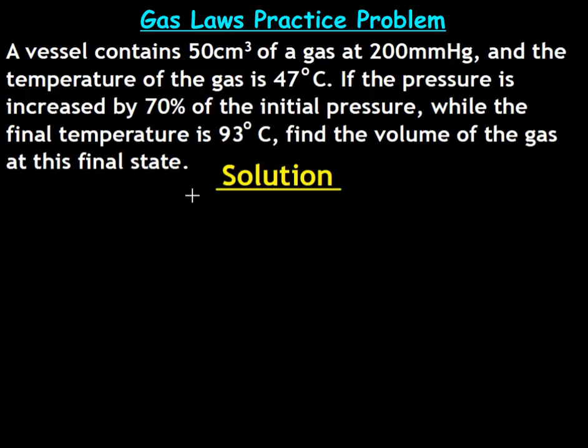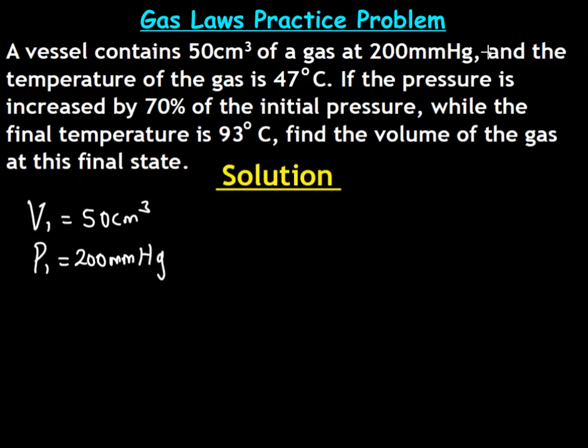To solve this, let's first write out what we were given. We are given that the vessel contains 50 cm cube of gas. This is the volume of the gas at this pressure, so this is the initial volume. Initial volume V1 is equal to 50 cm cube at 200 millimeter mercury. This is the initial pressure of the gas, so initial pressure P1 is equal to 200 millimeter mercury.